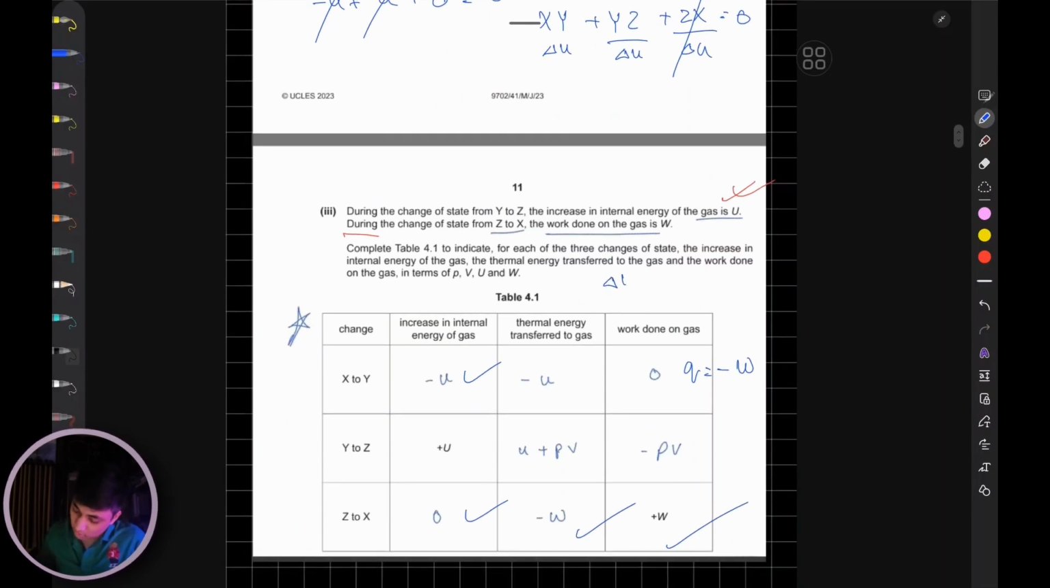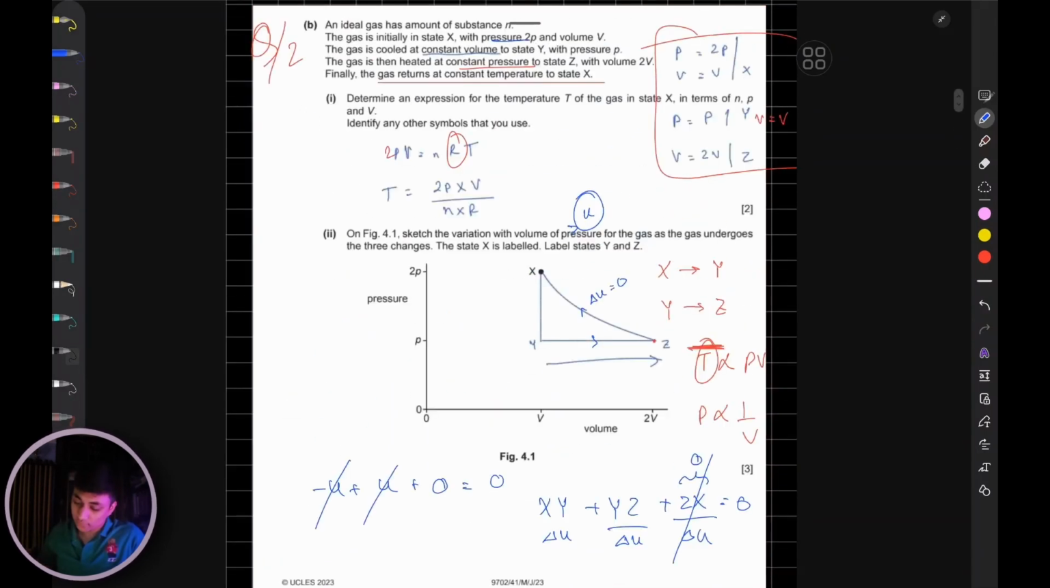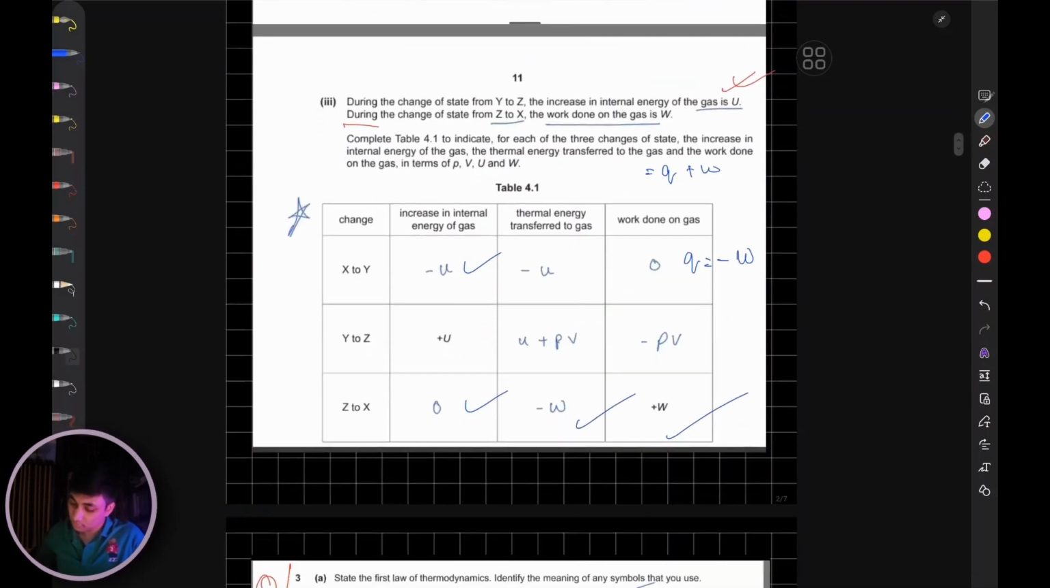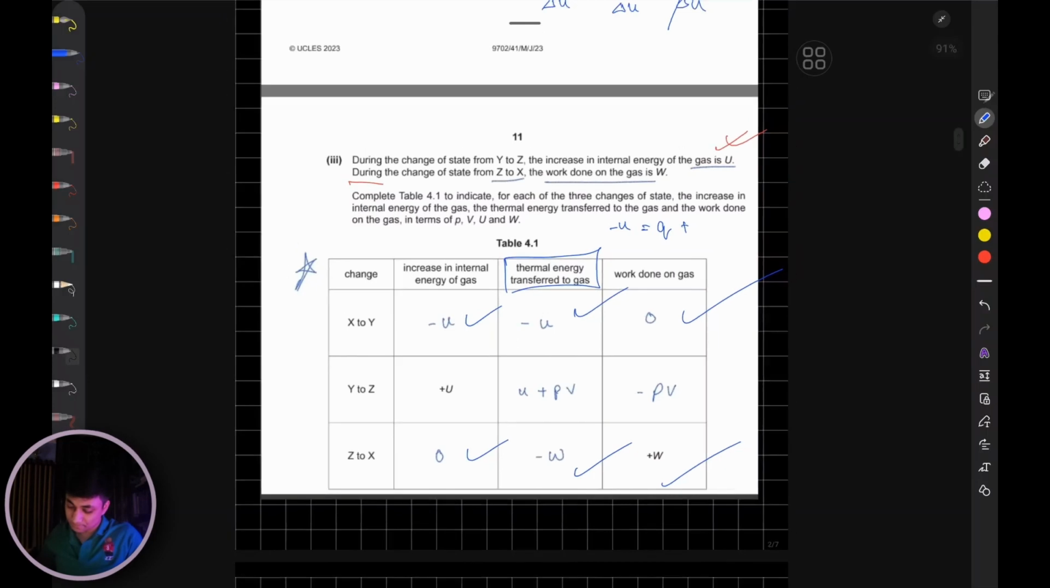Therefore, again, del U is equal to Q plus W. Now, in case of del U, what is the change in internal energy? What did we figure out? Minus U. So, plug in minus U. Is there any change in work done? No, 0, because constant volume. So, what is your change in thermal energy going to be? Minus U. Therefore, your change in thermal energy is minus U, while your work done is 0. So now you know this value and this value as well. You're only left with one column, that is from Y to Z.